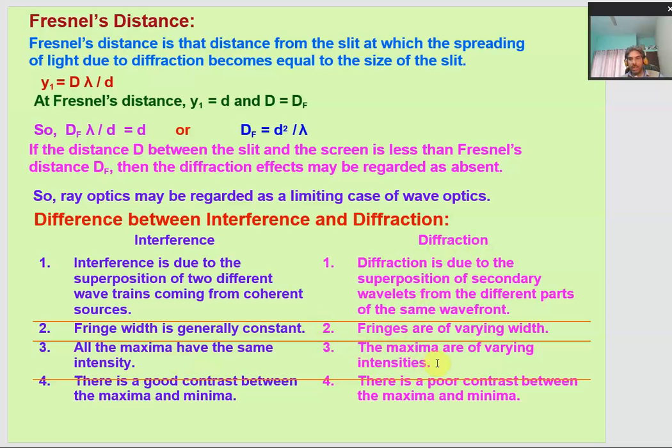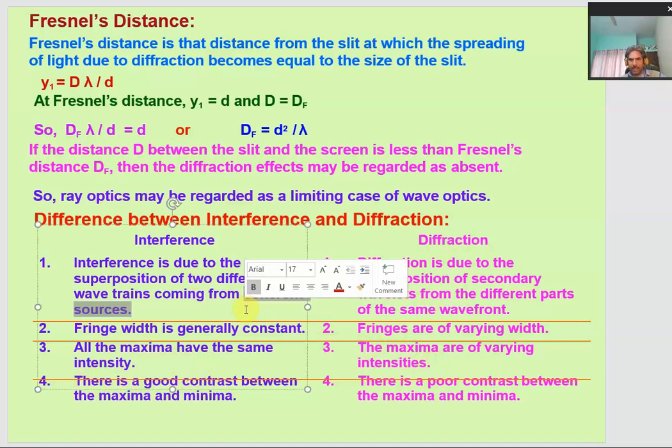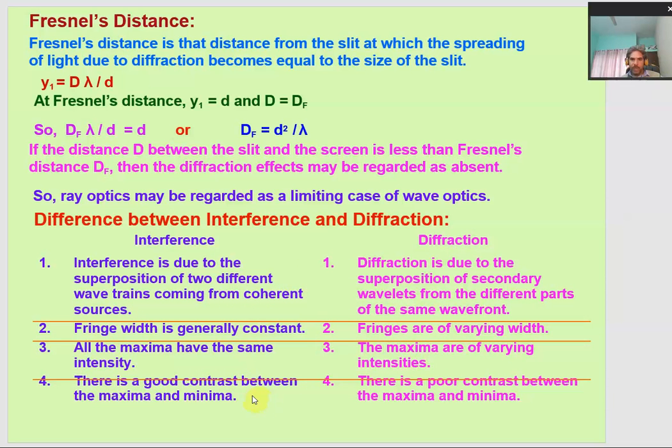Another difference is that there is a good contrast between maxima and minima in interference. Of course, the sources of the light should be coherent. If the sources are coherent, there will be a good contrast between the maxima and minima. That means the bright fringes will be completely bright and the dark fringes will be completely dark. But in the diffraction pattern there is poor contrast, because bright fringes are bright at the center, and as we move away from the center of a bright fringe, the intensity goes on decreasing and becomes minimum, as is the case here.